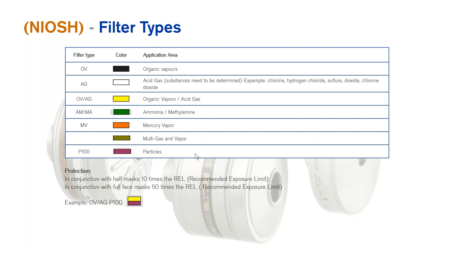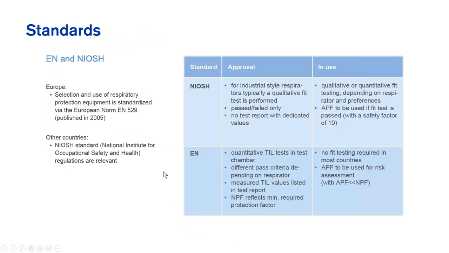Okay, thank you. Okay, another question. What is the difference between normal protection factor and factor for max usage in your step three? I think he missed the explanation. So what is the difference between normal protection factor and a factor for max usage in your step three?